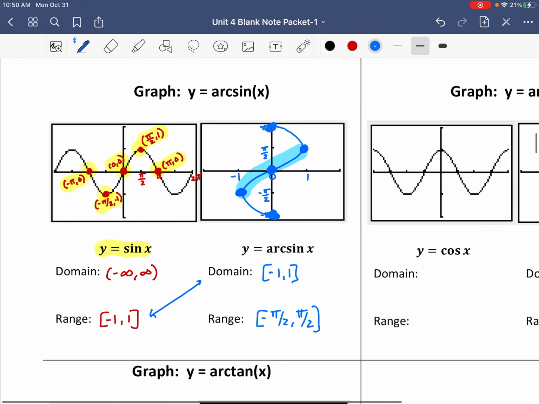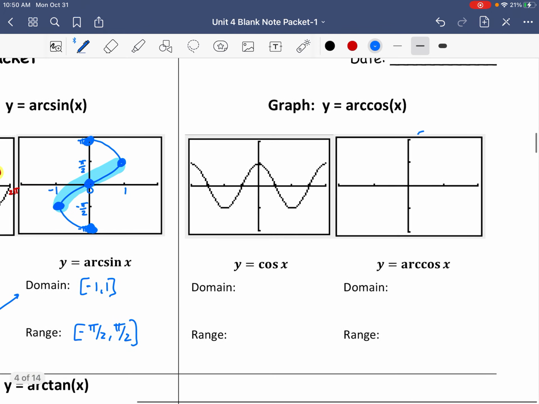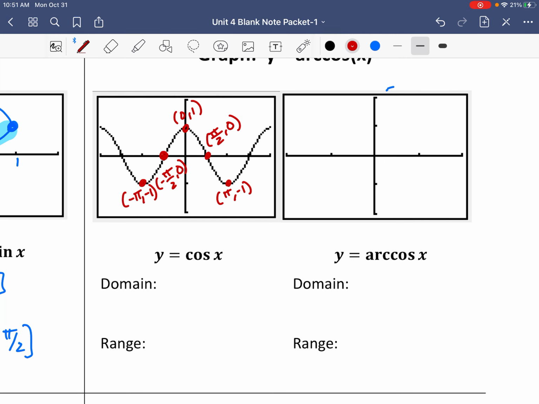Okay. Let's try cosine. I'm going to go a little bit quicker when I graph my cosine. If you have to slow down the video, that's fine. I'm going to put my points on here. This is 0, comma 1. This is pi over 2, comma 0. Pi, comma negative 1. Negative pi over 2, comma 0. Negative pi, negative 1.